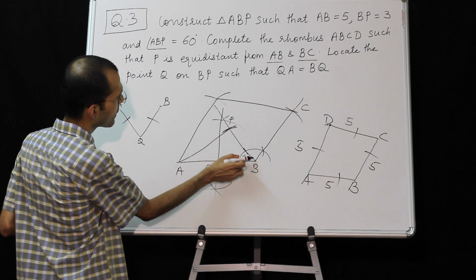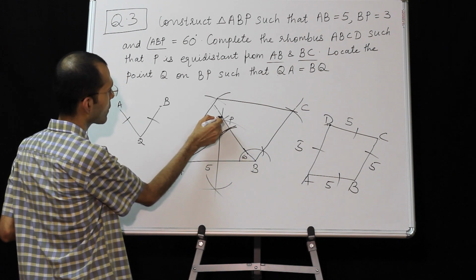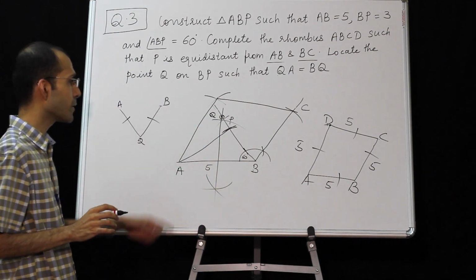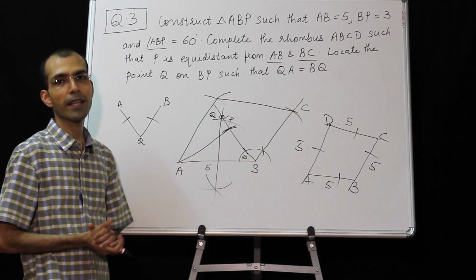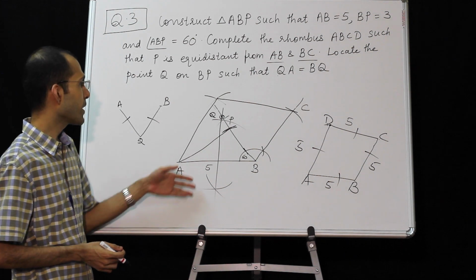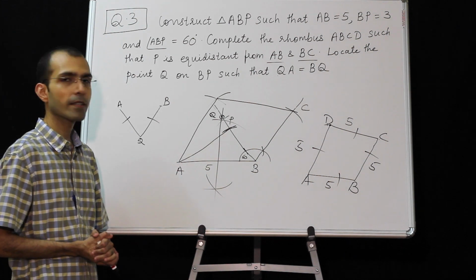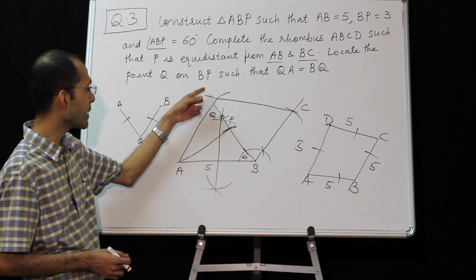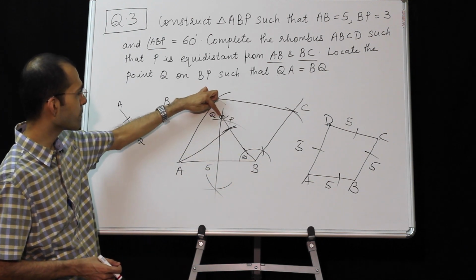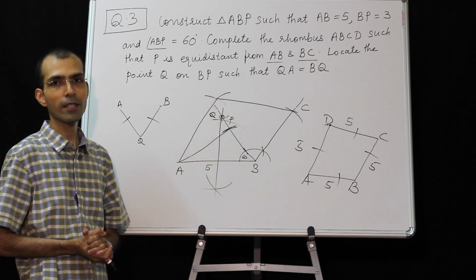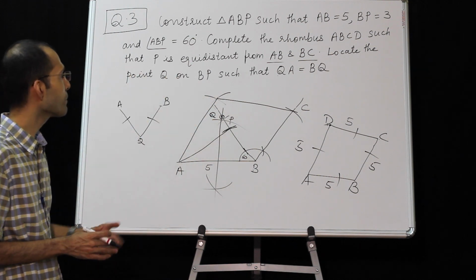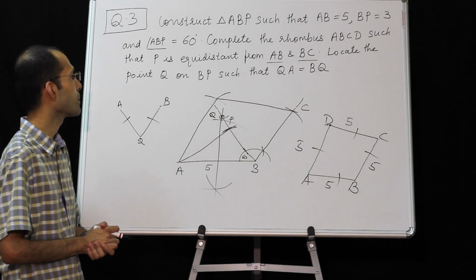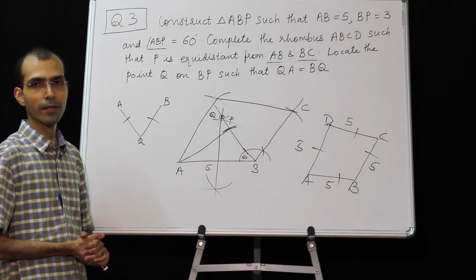And where is it meeting BP? Here. Okay. So this will be the point Q which will be equidistant from A and B. Now any point on the perpendicular bisector would be equidistant from A and B. But since they said it should be on BP, we have to see where it is meeting. So this will be our point Q. So this was a very good sum. It has not yet come, but it could come anytime in the future in the board. So we are done with this. Thank you.